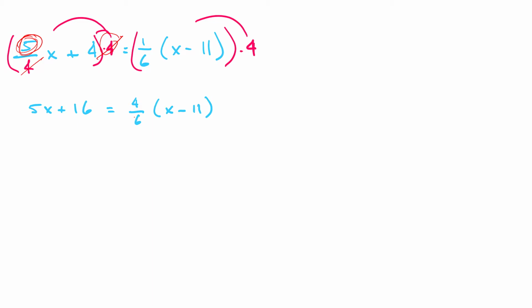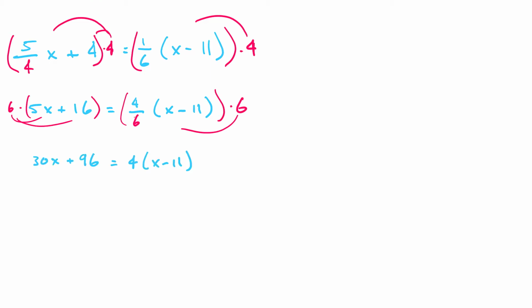Here I just put 4 over 6, right? Which technically reduces, but I decided not to reduce it because now I'm going to notice there's a 6 in the denominator. So now I'm going to multiply both sides by 6. Keep in mind that you do have to distribute on the left. So we get 30x plus 96 is equal to, now here when you multiply 6 with this 4/6, the 6 cancels, right? So you just get 4 times x minus 11.